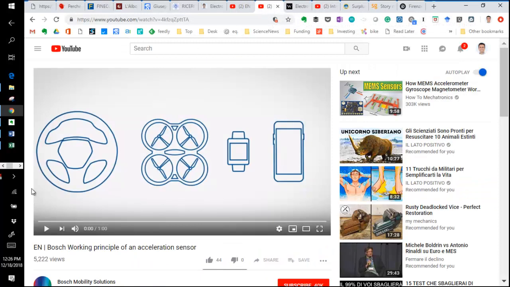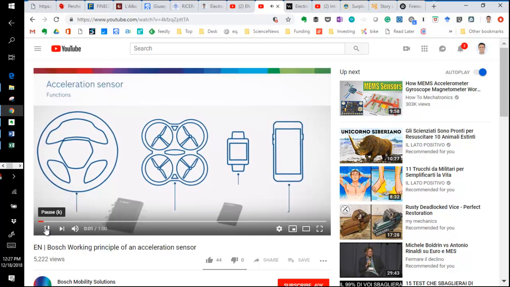Just let me show you this video. This is just a one-axis accelerometer. I could not find one with multiple axes. There was none.